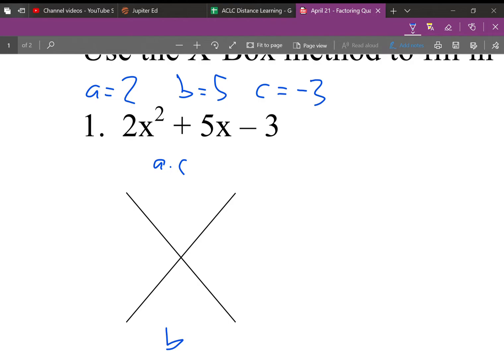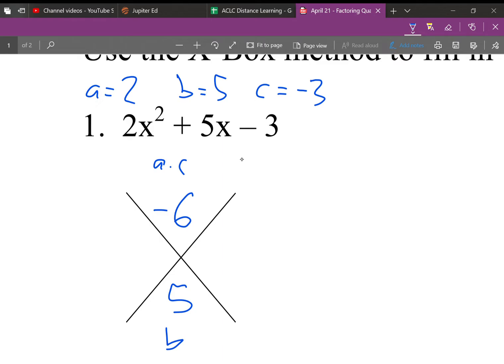So when I do my a times c at the top, 2 times negative 3 is negative 6. B is just what it looks like, which is positive 5. And I need to find two numbers for the sides. So we have a few possibilities. Now, since the top is negative, that means for our side numbers, one needs to be negative and one needs to be positive. So whatever our choices, we can have, say, 2 times negative 3, 3 times negative 2, 6 times negative 1, 1 times negative 6.